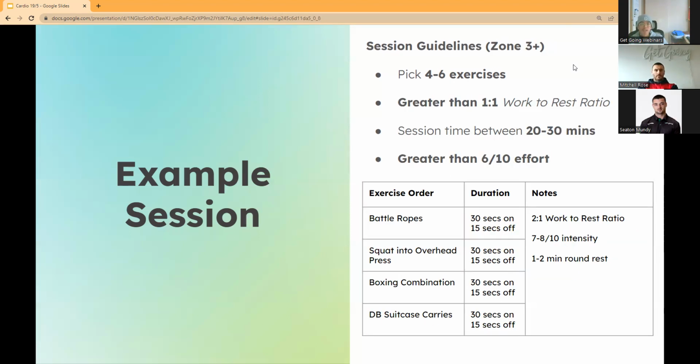You want to pick exercises that are relatively low impact that you can repeat as well. So here we've got a 2-to-1 work to rest ratio, 30 to 15. All right. You have 1 to 2 minutes of rest after the round is completed. And this is completed at about a 7 to 8 out of 10 intensity.